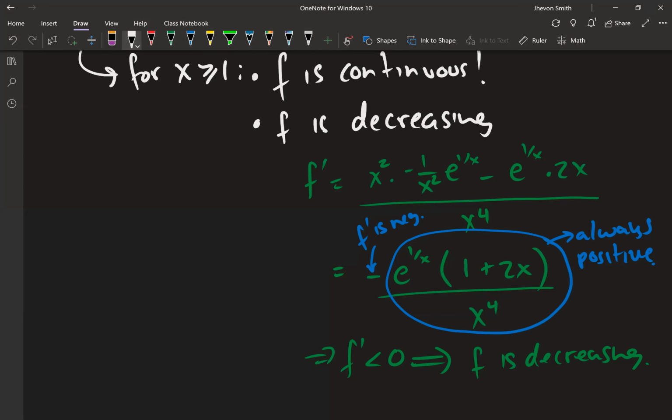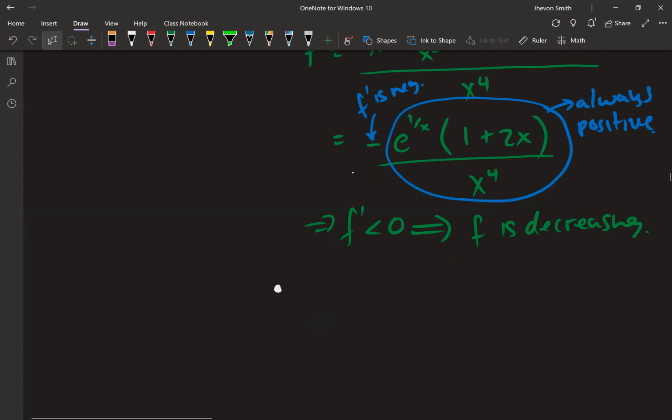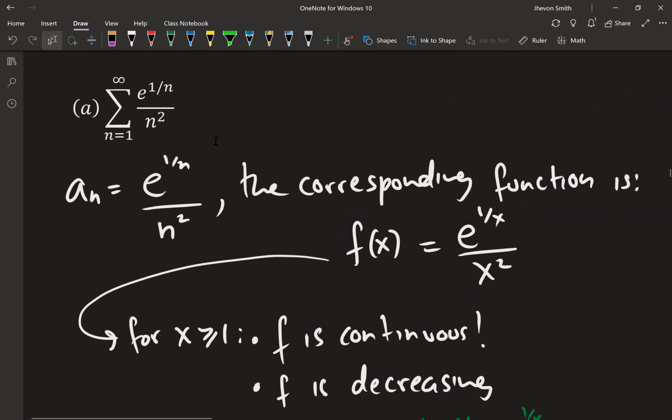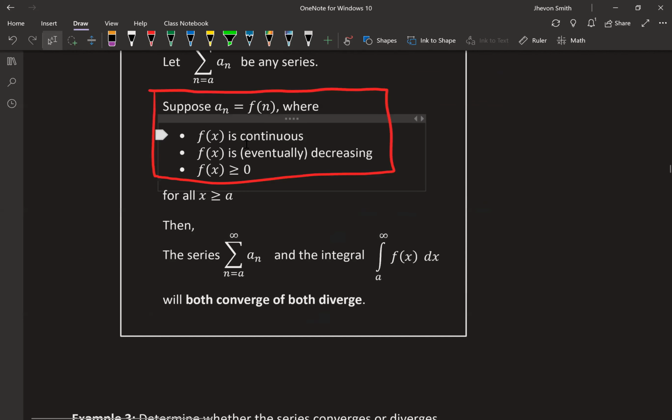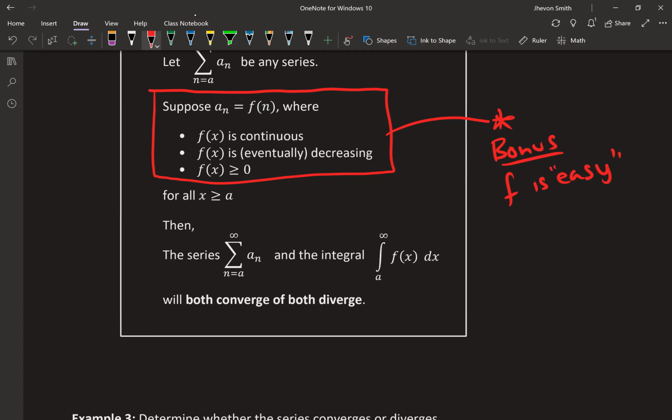So my function is continuous, it's also decreasing. Also on top of that, the function is always positive. So I am now in a situation where my function is continuous, decreasing, and positive. Bonus, where this is particularly useful, f is easy to integrate. So if you look at something and you notice that it's easy to integrate, I would probably start making my mind go towards the integral test.